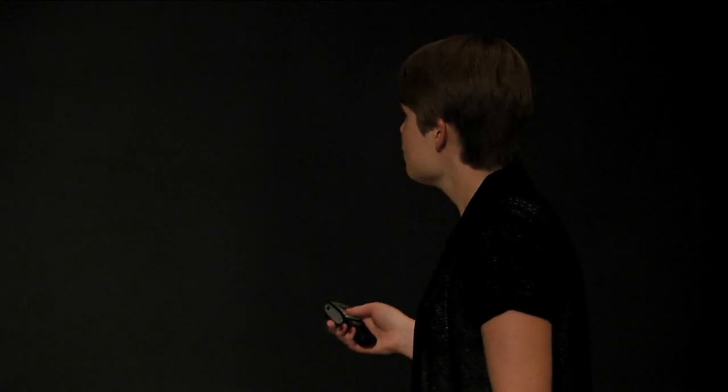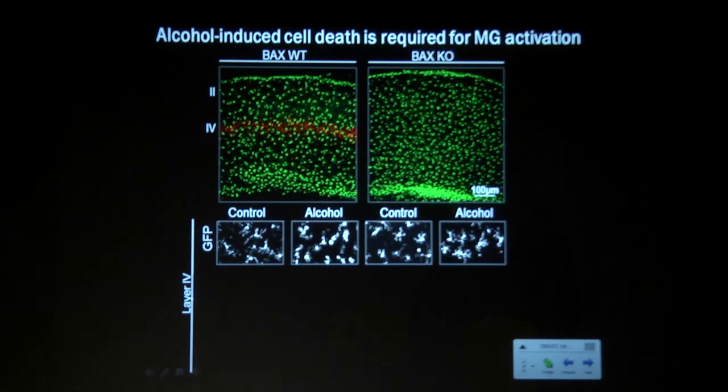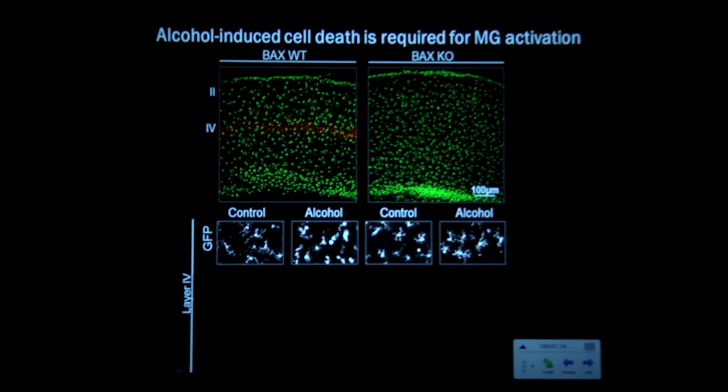All right, so if we look in our normal animal, after alcohol exposure, microglia round up relative to the control, suggesting they're becoming activated. However, if we look at the BAX knockout, the microglia are still very branchy after alcohol exposure, much like what we see in the control. So they don't appear to undergo activation in the absence of cell death, at least morphologically. We can also look at whether or not they become phagocytically active.